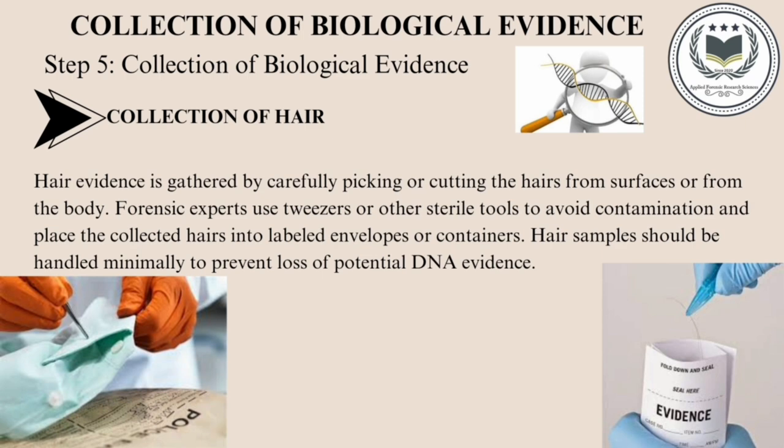Collection of skin cells. Collection of skin cells for forensic analysis is done using sterile swabs or adhesive tape to gather cells from surfaces that the person has touched. These samples are placed in a sterile container, labeled and stored properly to prevent contamination. Analyzing the collected skin cells in the lab allows DNA profiling, which can link an individual to a crime scene through touch DNA analysis. Maintaining the chain of custody is essential to preserving the integrity of the evidences.